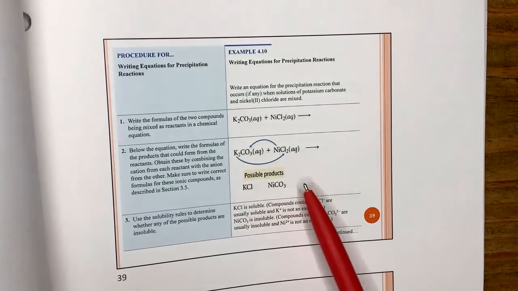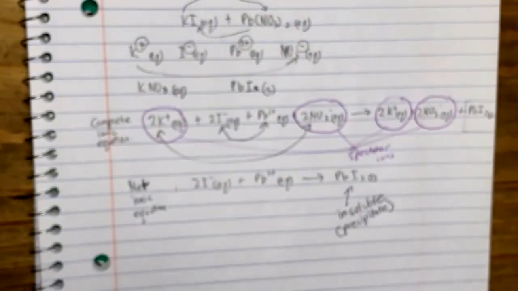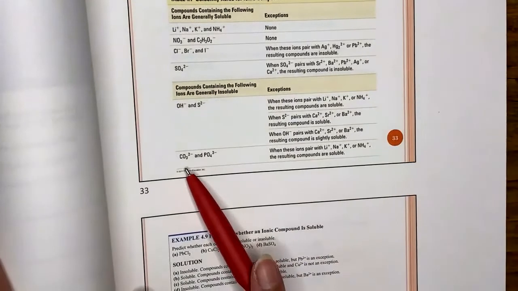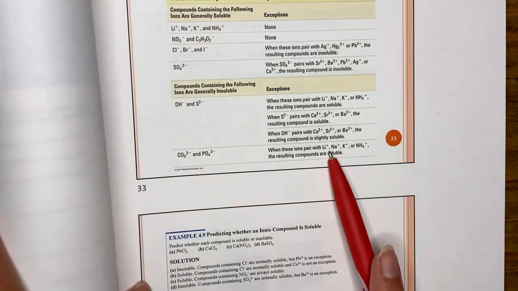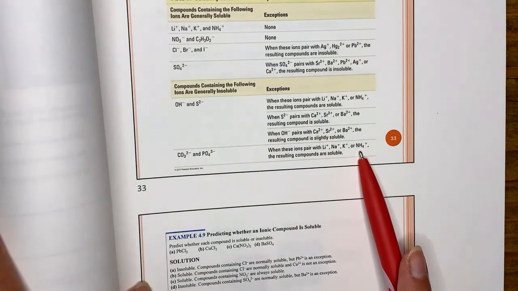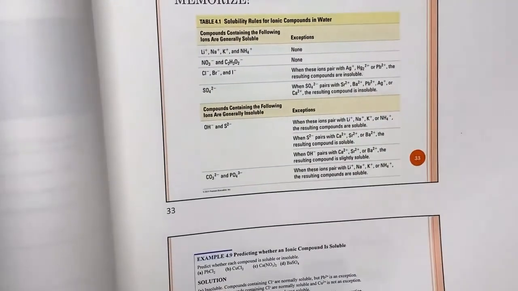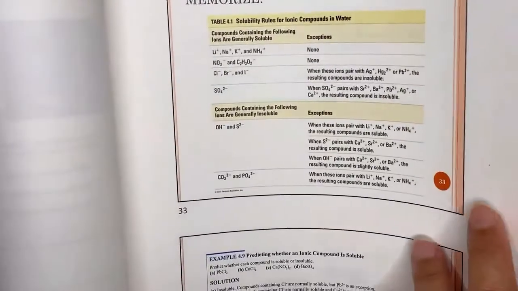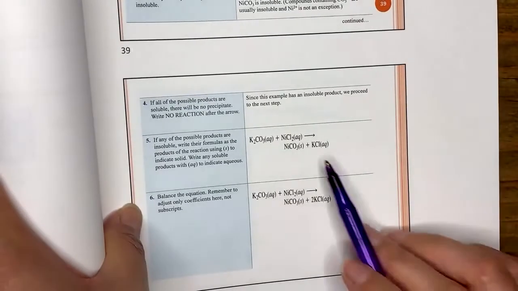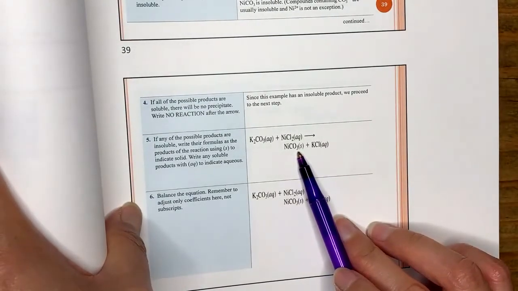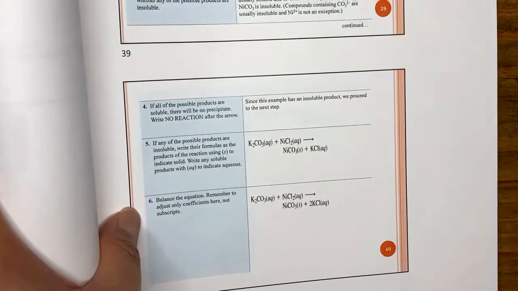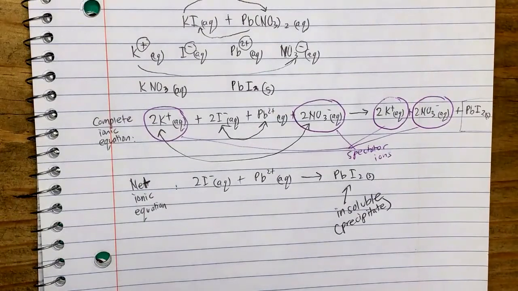But then let's look at the carbonate here. It's nickel and carbonate. On our precipitation rules, it says carbonates are generally insoluble unless paired with Li, Na, K, or NH4. So basically nickel and carbonate here are going to be insoluble, okay? So that means it will create a precipitate. We would have to write this one as a solid unit that precipitates out of our solution, okay? So let's practice writing some of these out as ionic equations.